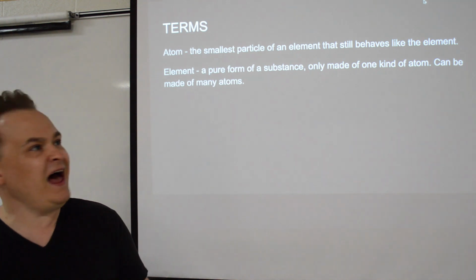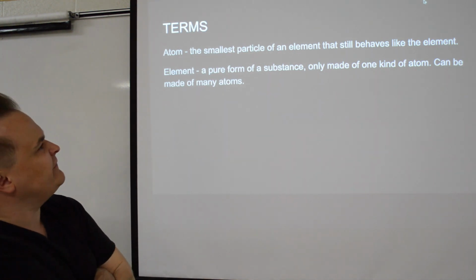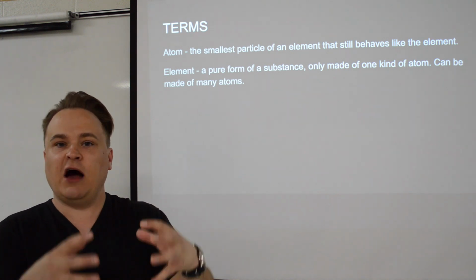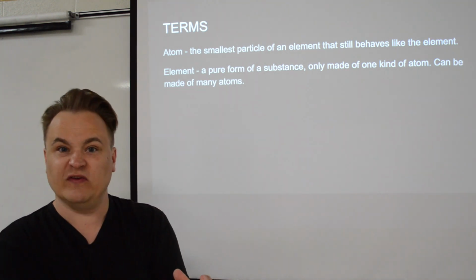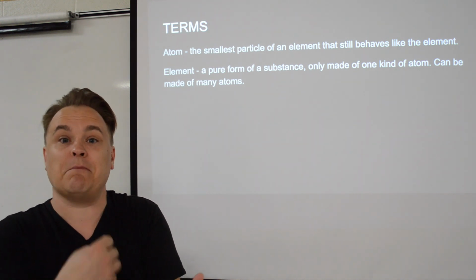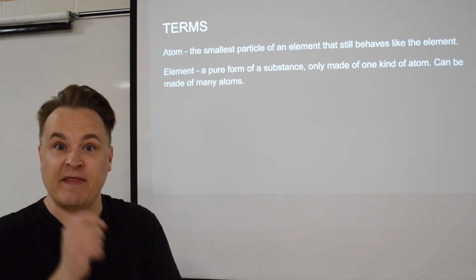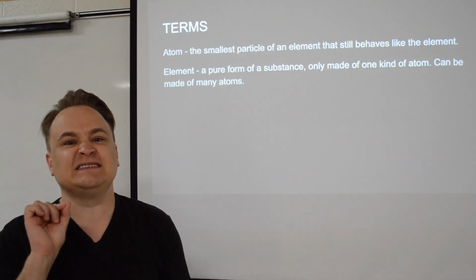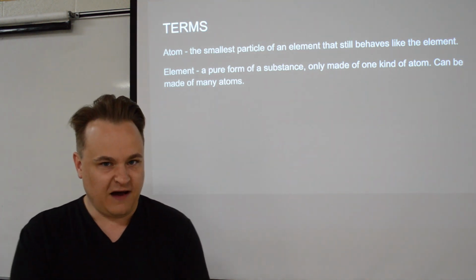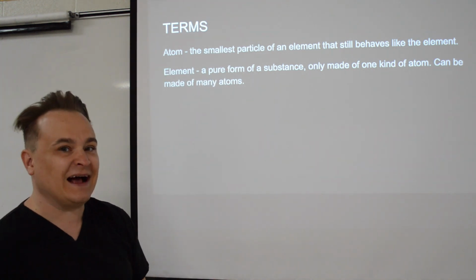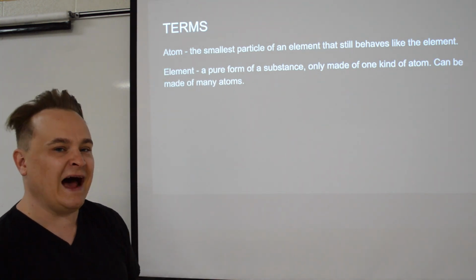The terms. Atoms are the smallest particle of an element that still behaves like an element. What does that mean? You could have a piece of gold, of pure gold. But within that lump of gold, there are thousands and millions and billions of gold atoms, and they're all the same. They all act the same. So an atom is the smallest form of matter, right? So the smallest particle of an element that still acts like that element is considered an atom.